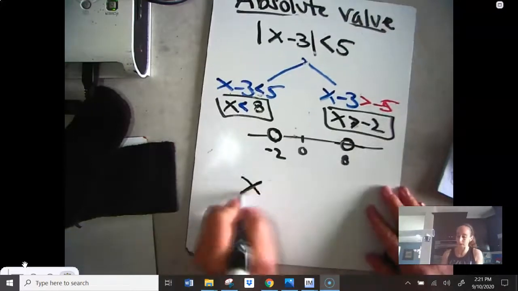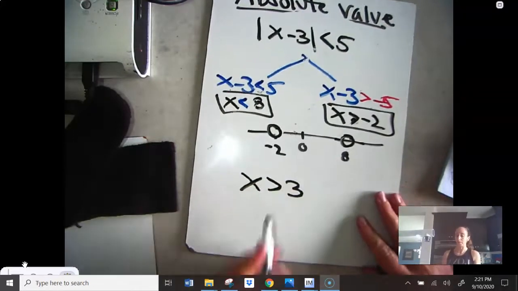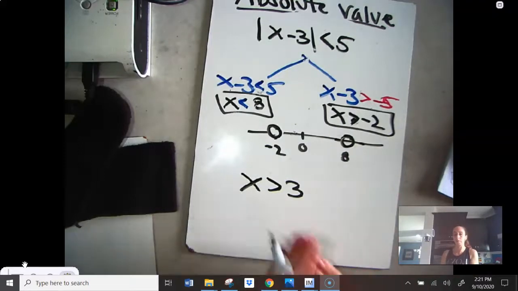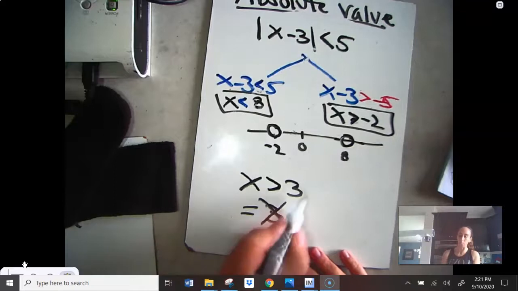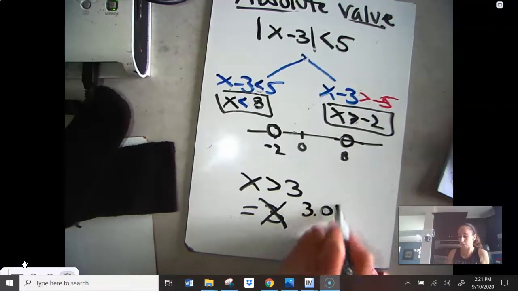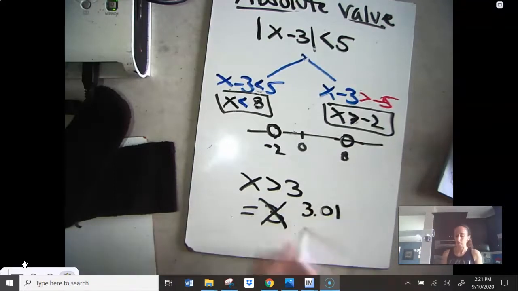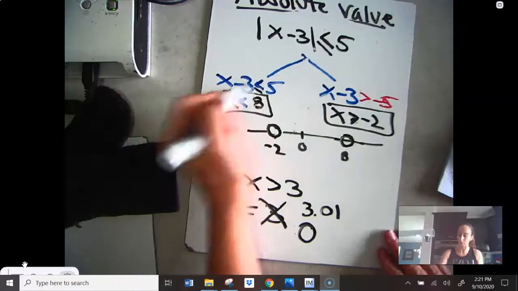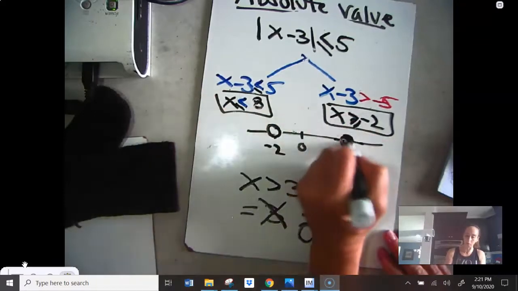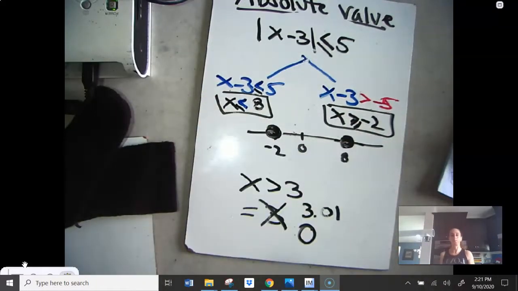What does that mean? If I say x is greater than 3, that means I have more than $3 in my pocket. I cannot have $3. I can only have more than $3. So I can have $3.01. So that's why it's open circle. Okay? Now, if it said less than or equal to, then it would be equal to, and those would be closed circle.